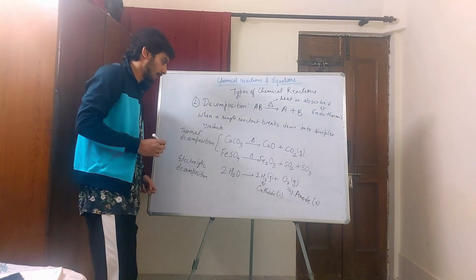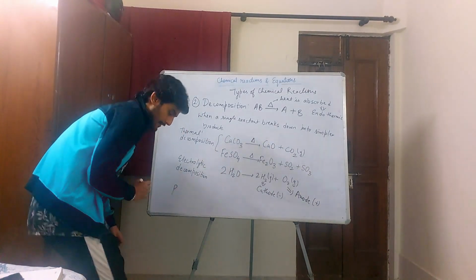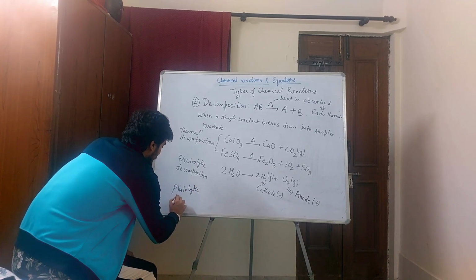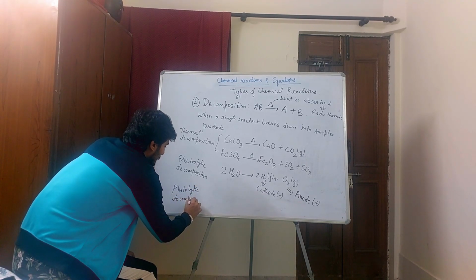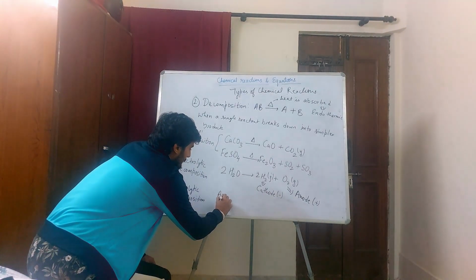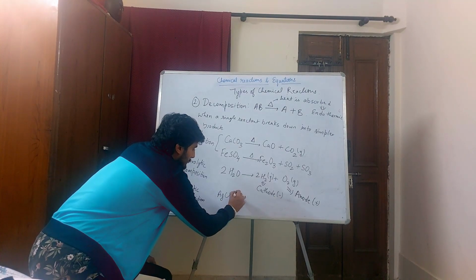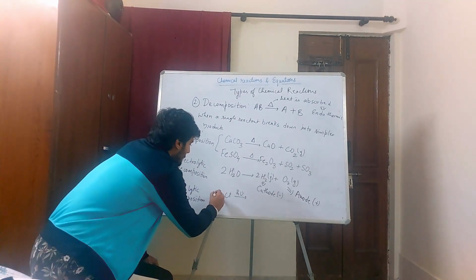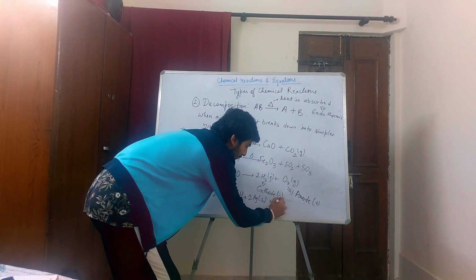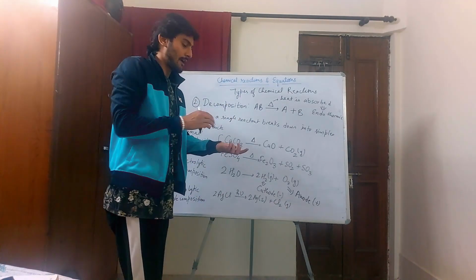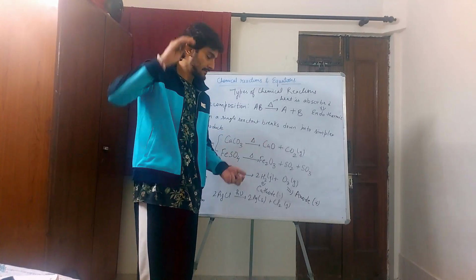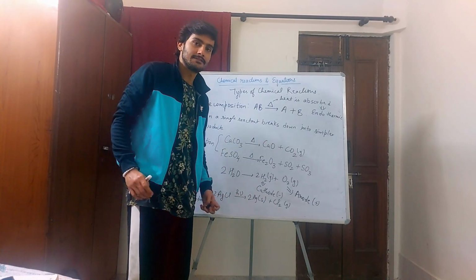The third one is your photolytic decomposition. So here heat is given in the form of light. The best example is AgCl. For light we use Hν. We get 2Ag solid plus chlorine gas. So what happens is, if you have AgCl in your hand and sunlight falls on this, all the chlorine gas evaporates and we are left with this silver.